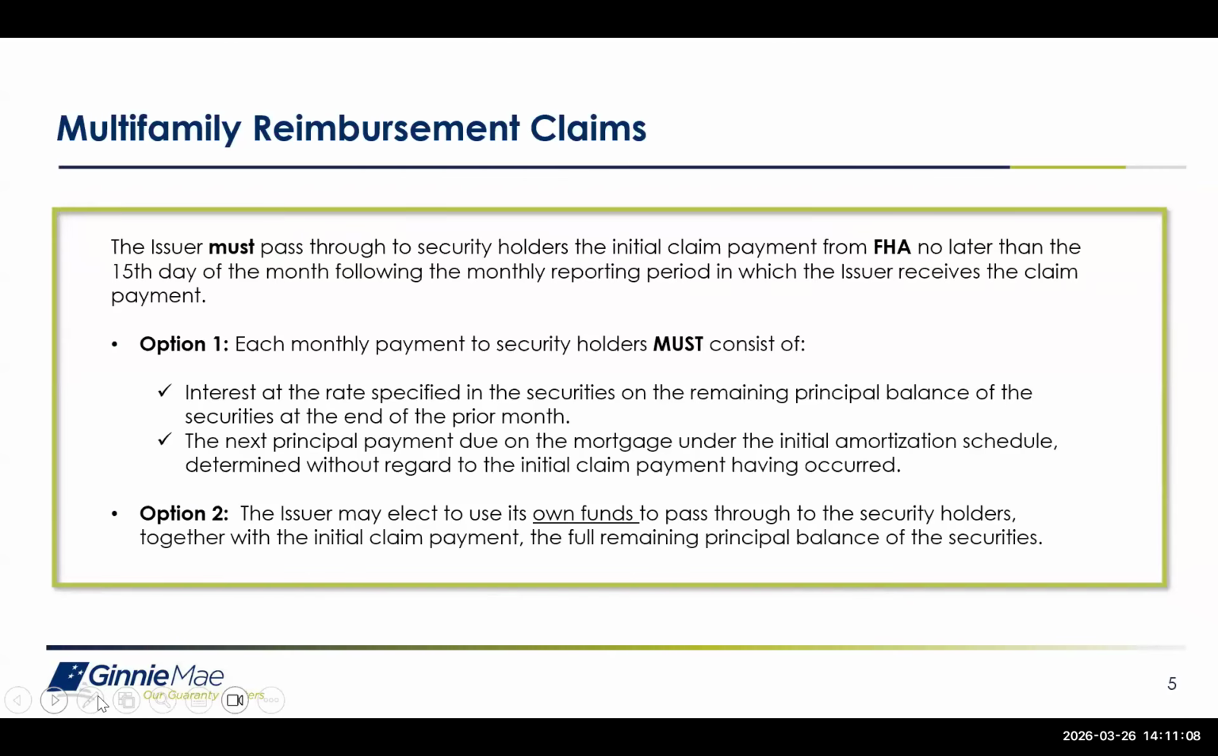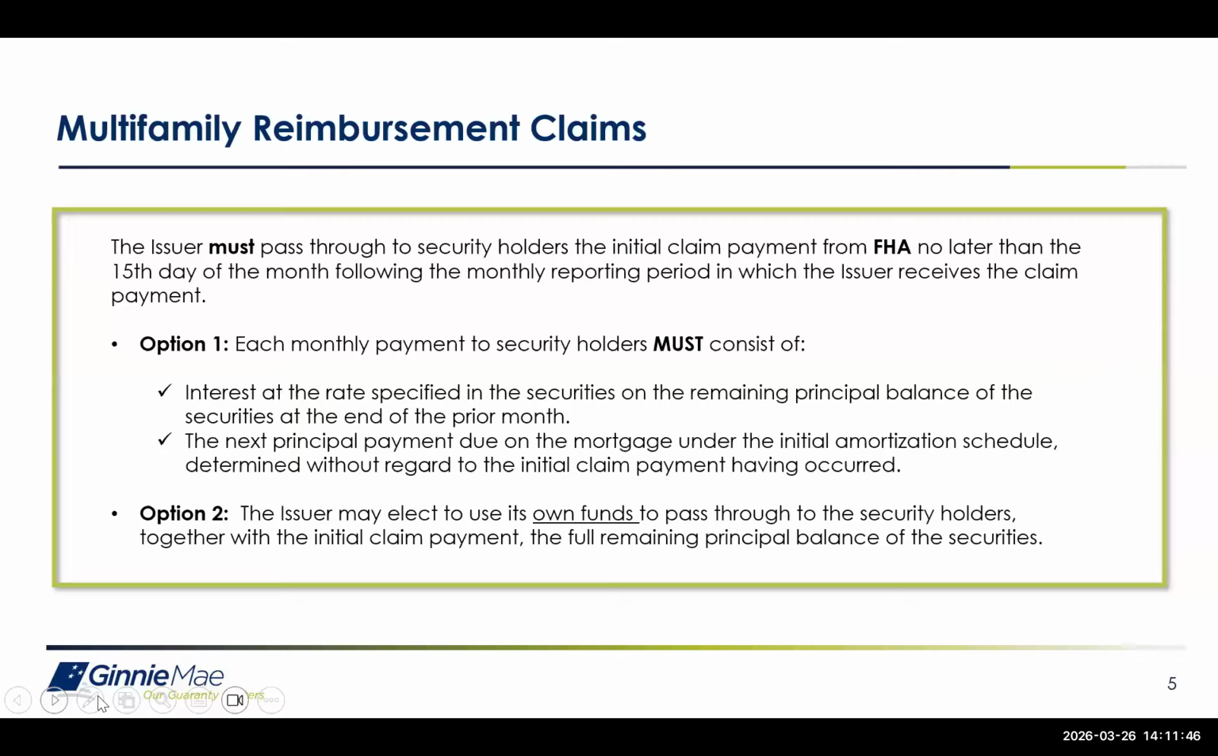Okay, so the issuers must pass through the initial or partial settlement to the investor during the next reporting/remittance cycle. And there are two options. First, issuers should reapportion the principal and interest while keeping the same pool FIC and continue to report until they receive the final settlement payment from FHA.